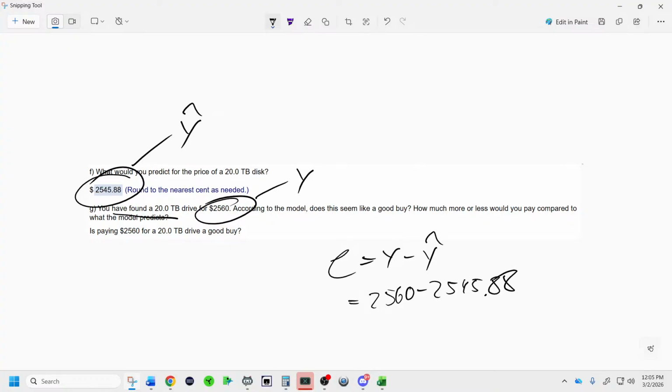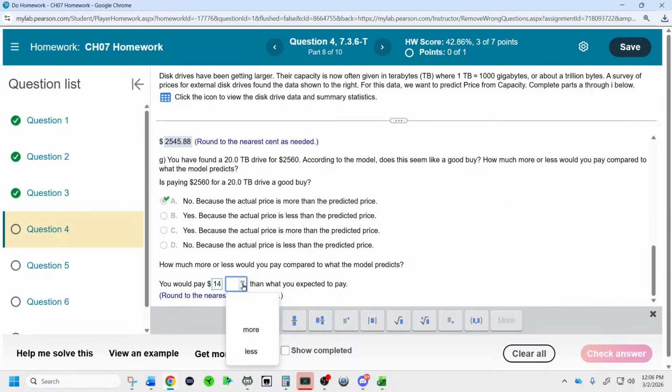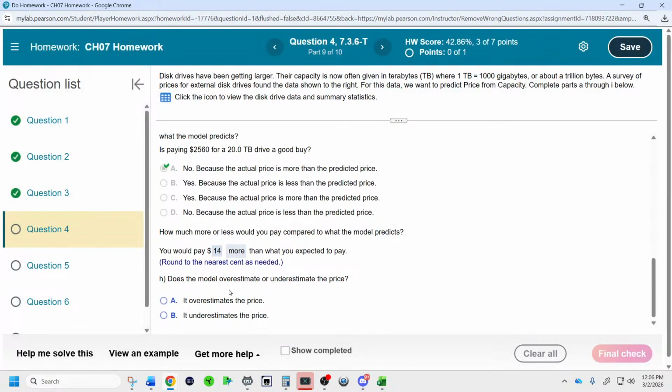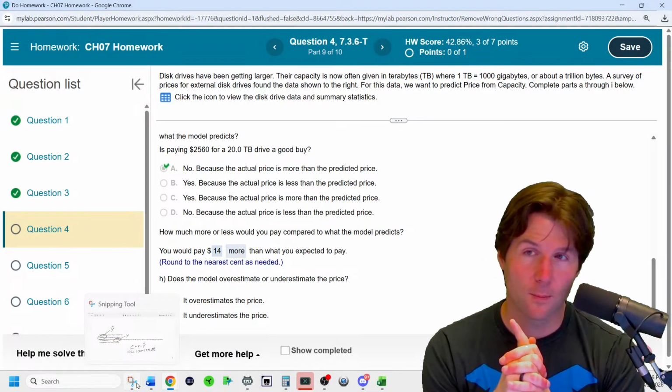2545.88 equals the value of $14.12, I believe. $14.12. What's so interesting about these is there's so much give that I can just do this and you would pay this much more. And there is a little bit of leeway on these. Now, this is where students, just pause here before you click it. Please pause. A lot of people make a mistake right here.